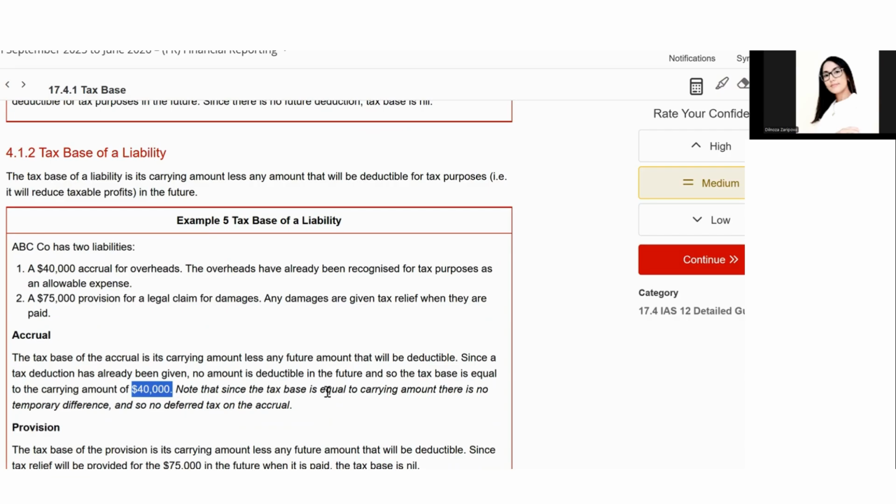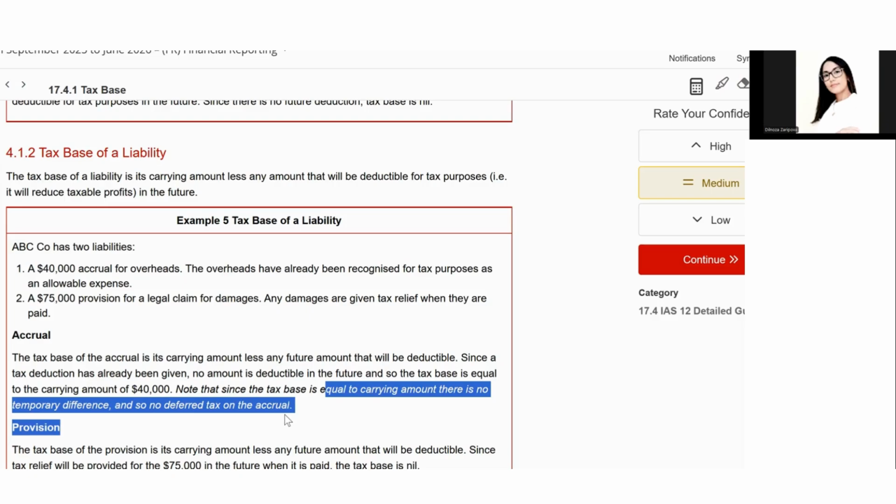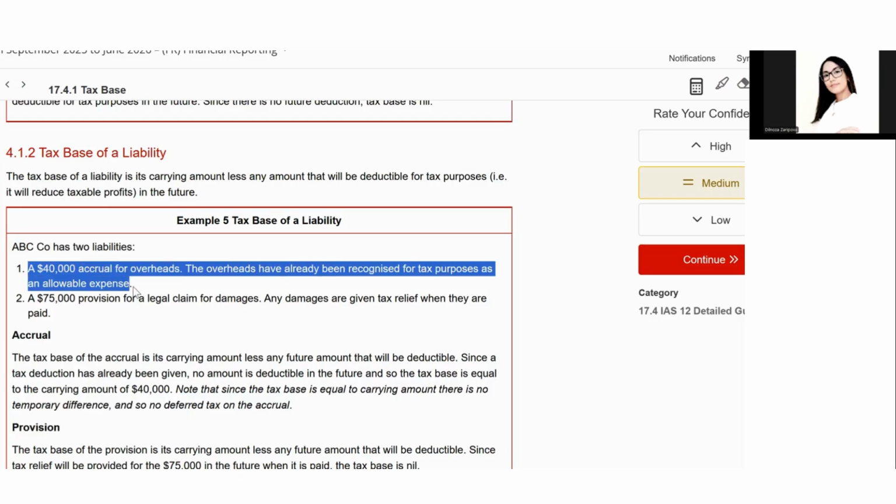Since the tax base is equal to the carrying amount, there is no temporary difference, right? No deferred tax on this one. There is no deferred tax on this one, right?